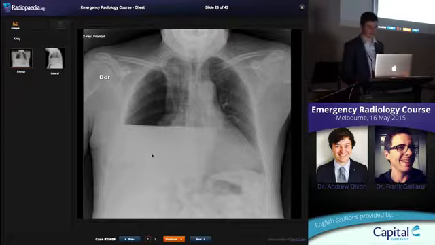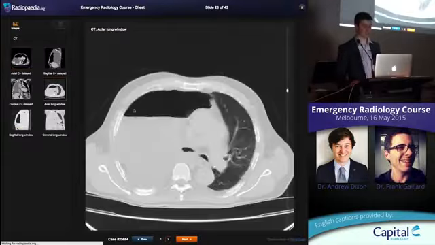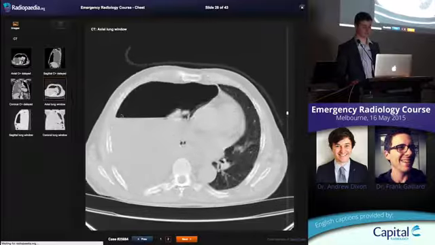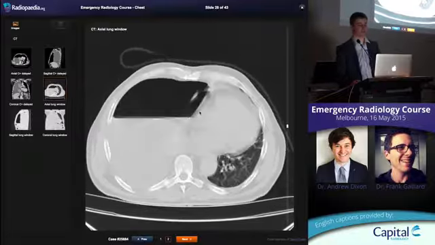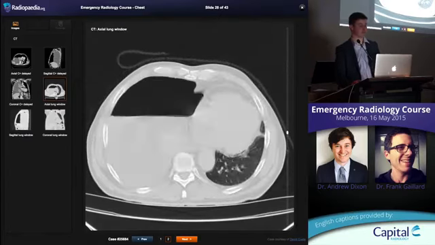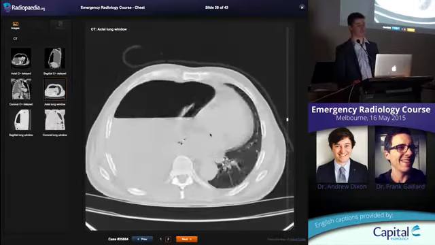Needs urgent decompression. I don't know how they managed to get a CT without having a tube in, but they did. Again, you can see how much that pushes the heart across. You know, you've got your atria sitting in here and they're going to get very squashed. You're going to have trouble getting blood back to your heart.